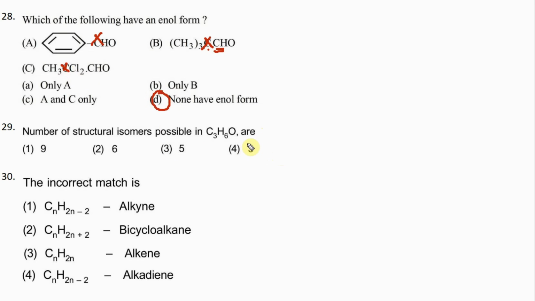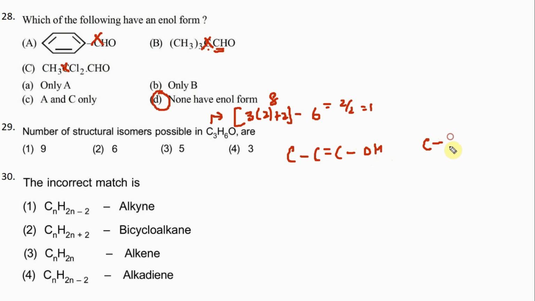The number of structural isomers possible in C3H6O. So what's the double bond equivalent? 3 times 2 plus 2 is 8, minus 6 is 2, divided by 2 is 1 double bond equivalent. Structural isomers with 1 double bond. They are talking about all types of structural isomers. First we draw the 3 carbon line, and say the double bond is here, and here, and here, correct? And then I can also say double bond OC.